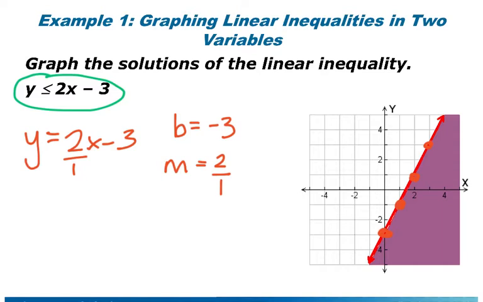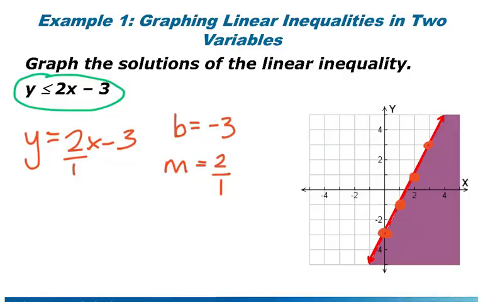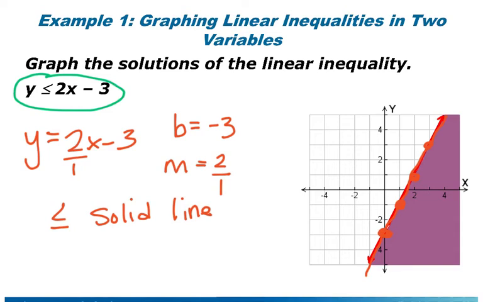From there, we go back to this idea of what symbol we are using. Notice that we are using a less than or equal to, which means it's a solid line. And so that's why over here we have a solid red line. That other piece also means that we are going to shade below, right? We have a less than or equal to symbol, so we're going to shade below. And that's where this piece comes in.